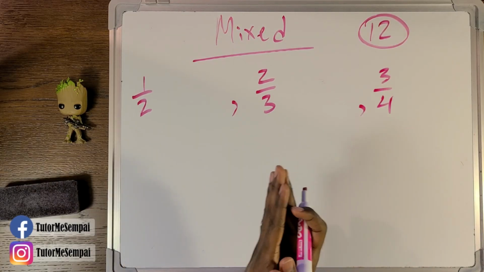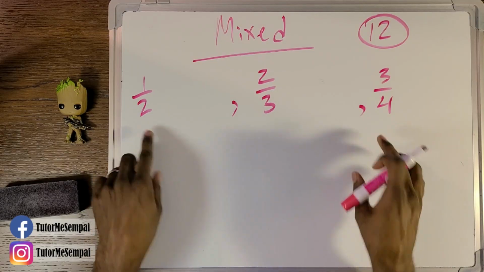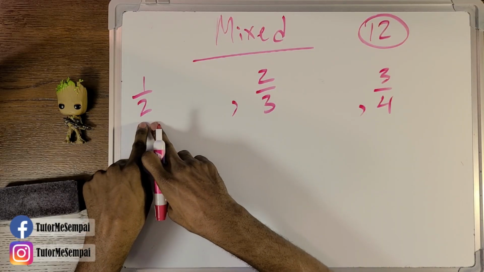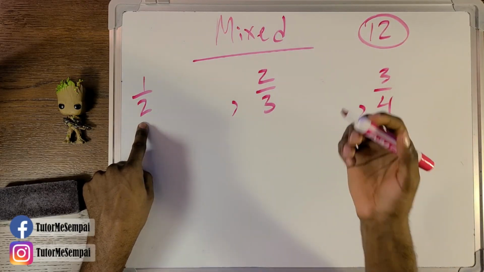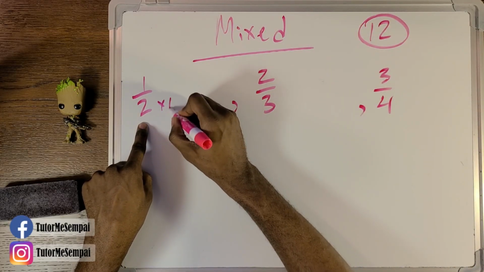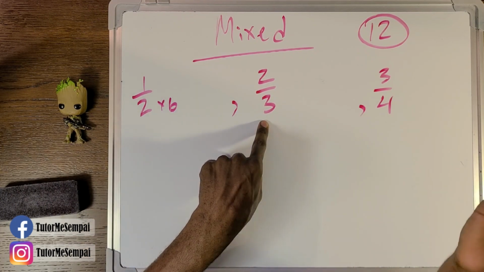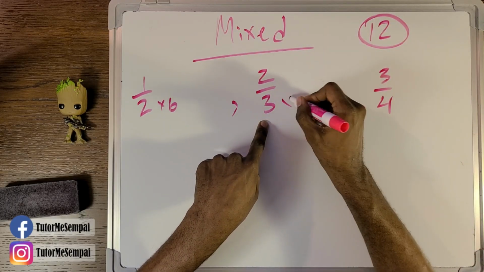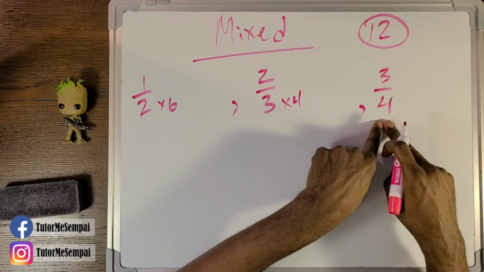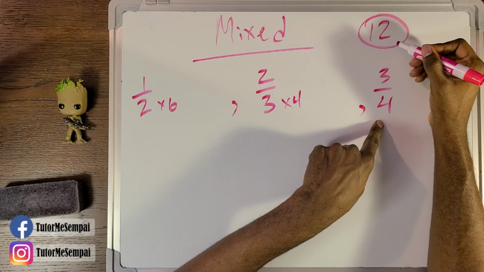I've spaced these out to give us more room to work with, but we want to get 12 in the denominator. So what number do we multiply 2 by in order to get 12? That's going to be 6. So we're going to multiply by 6 there. How about this 3? What do we multiply 3 by in order to get 12? 4. So we're going to multiply that by 4. And what about this 4? What do you multiply 4 by in order to get 12?